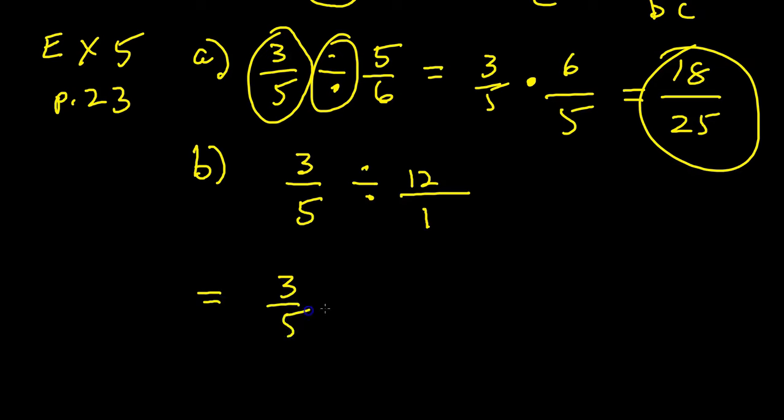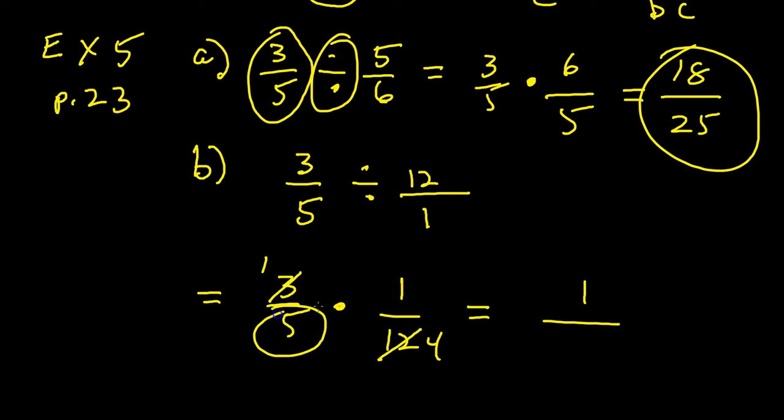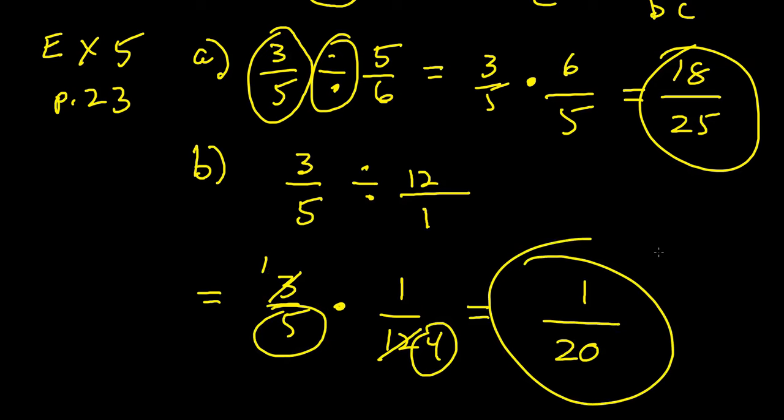Keep, change, flip. All right, now let's do some cross-canceling here. 3 goes into 3 once, and 3 goes into 12 4 times, and that's the only cross-canceling I can do. 1 times 1 is 1 in the numerator. Downstairs, 5 times 4 is 20. So final answer of 1/20, completely simplified.